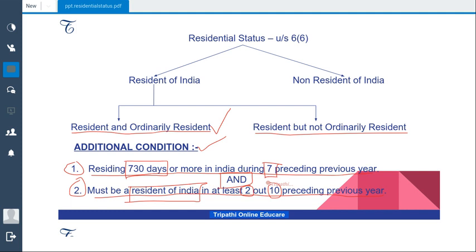So if you fulfill both the additional conditions, you will become resident and ordinary resident. If you do not fulfill both, or if you fulfill only one of these additional conditions, you will become resident but not ordinary resident.